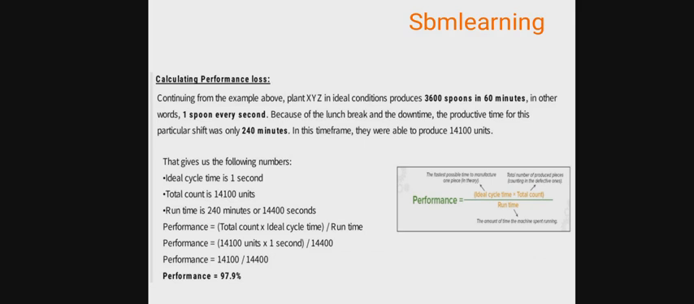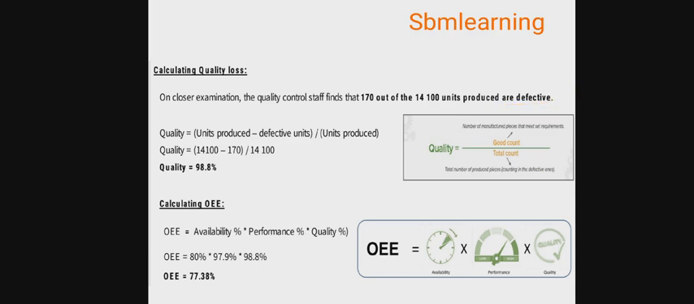But what actual output did we get? 14,100. So the performance rate is actual output divided by theoretical output. Actual output was 14,100 and theoretical output was 14,400. So 14,100 divided by 14,400 equals 97.9%. That's my performance rate.